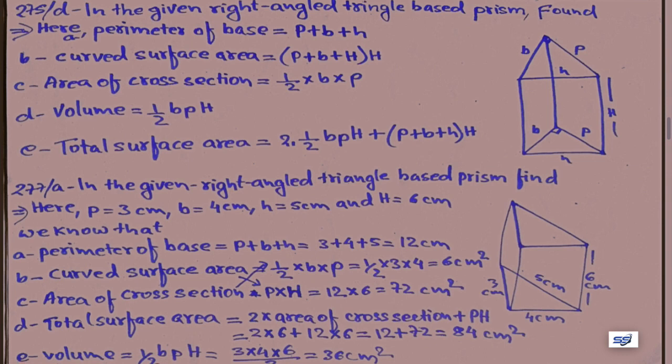Volume is equal to half b, bh, which is 3 into 4 into 6 whole upon 2, is equal to 36 centimeter cube. In this way, we find the requirement of our question. Now see here next.